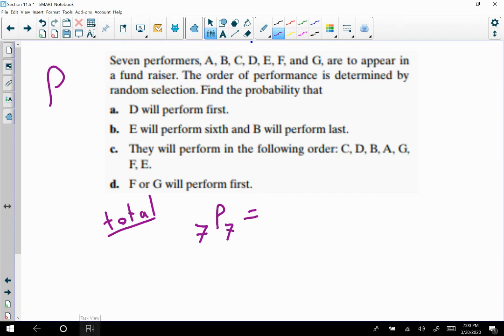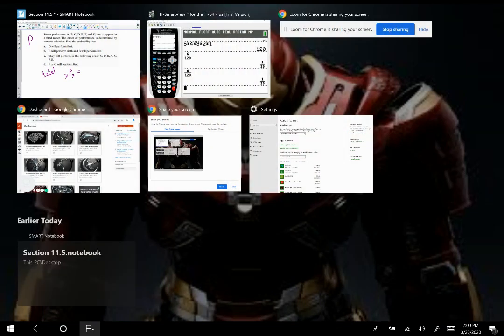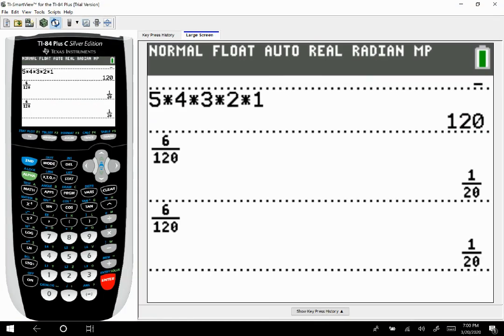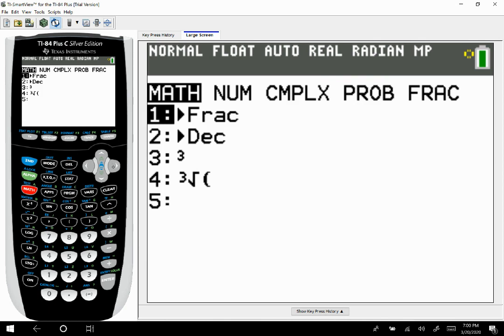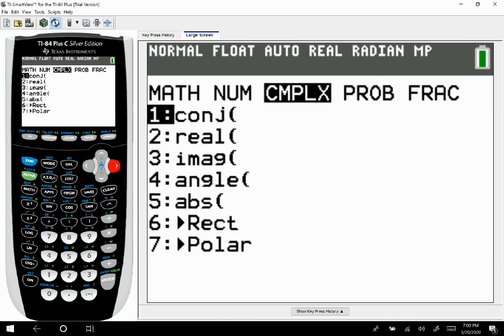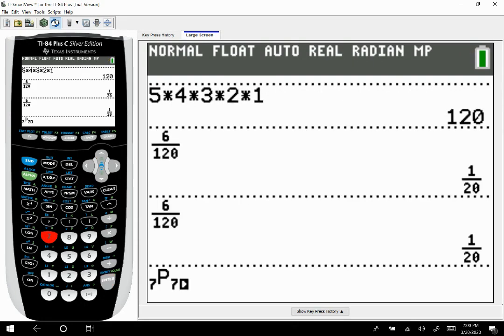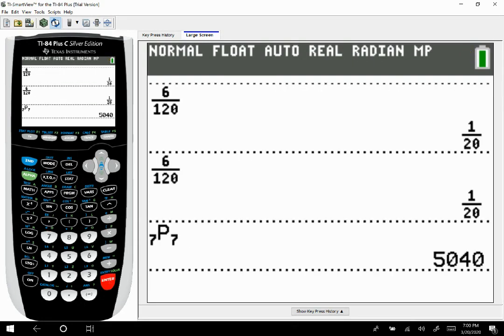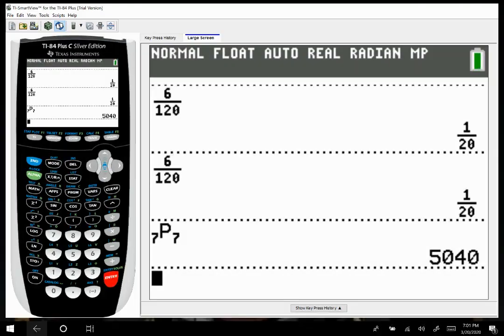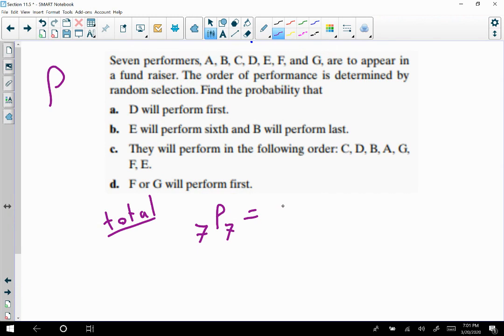All right, so we're going to go back to our calculator, and we're going to do 7, math, scroll over, scroll down, past it, and 7. And there are 5,040 different ways that we can do this show. Everything from here on out is all about the probability.